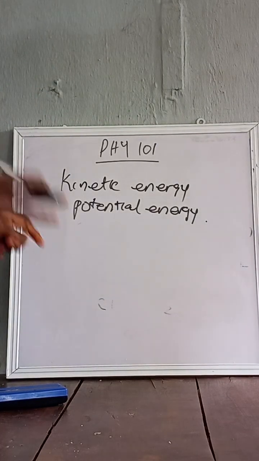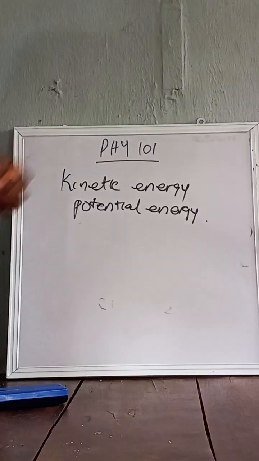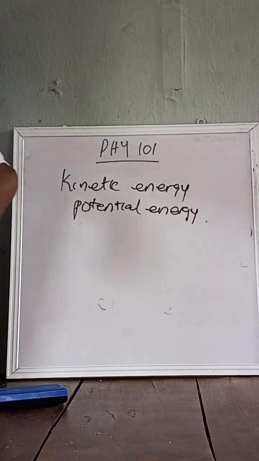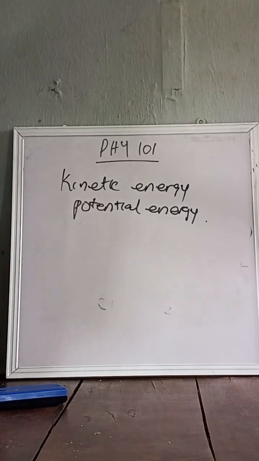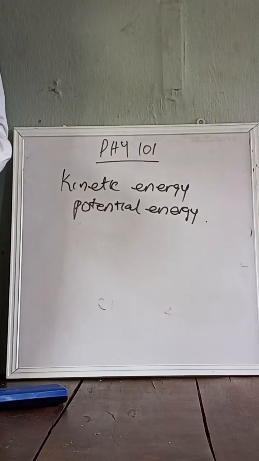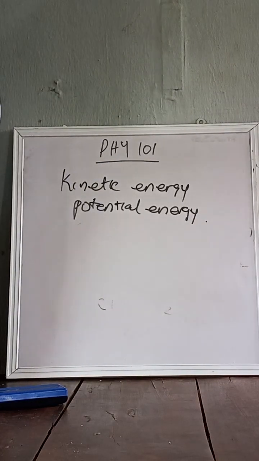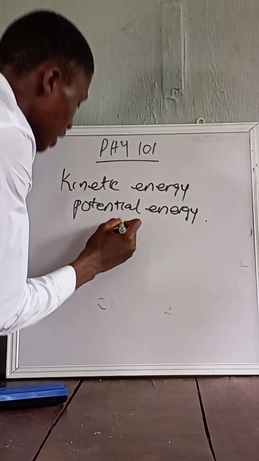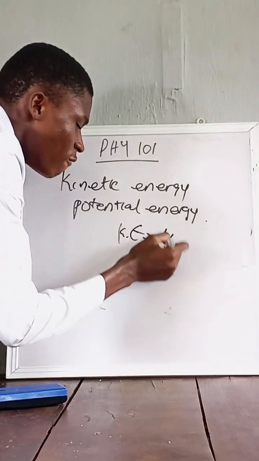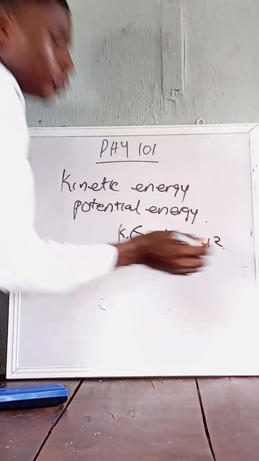So let's move on. What is kinetic energy? Kinetic energy is the energy by virtue of motion. Your kinetic energy is a function of velocity, and any energy that is responsible for you to be changing position, that's what we call kinetic energy. And the formula for kinetic energy is equal to half mv squared.